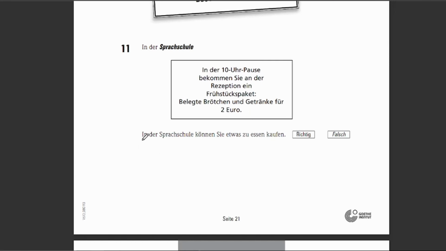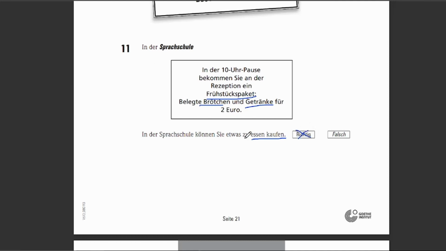So here the question is, in der Sprachschule können Sie etwas zu essen kaufen. Getränke means drinks. Brötchen you can of course eat. Frühstückspaket means your breakfast. So here they are saying essen. It's not just drinking. If it says drinking, then it is false. But here they have written you can also buy and eat something. So this is the correct one.